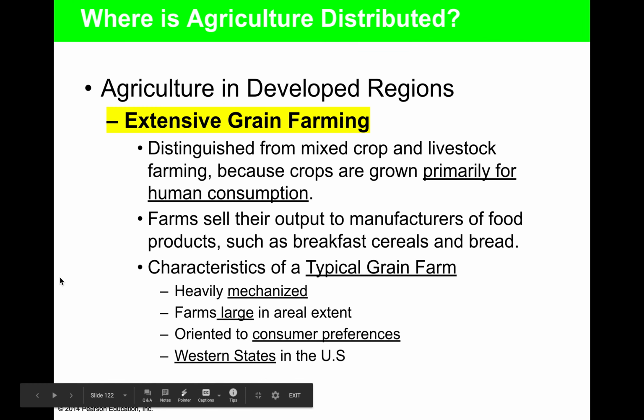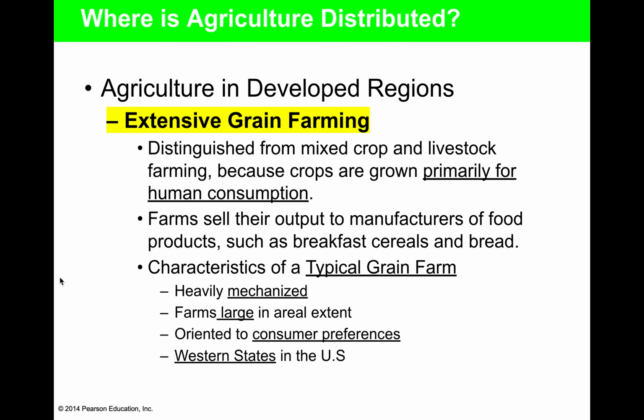The next is grain farming. This is an extensive form of farming. These grains are primarily used for human consumption. It's heavily mechanized. The farms are extremely large. It's oriented to consumer preferences. That's why they use monocropping, which is a practice of growing the same single crop every year, year after year. That monocropping is seen in cereals and breads.